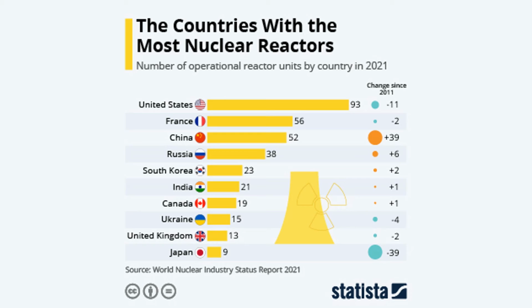There are a lot of countries that use nuclear energy to generate electricity. This source is from the World Nuclear Industry Status Report in 2021. The country with the most nuclear reactors is the United States. It has 93 nuclear reactors, followed by France, China, Russia, South Korea and others.